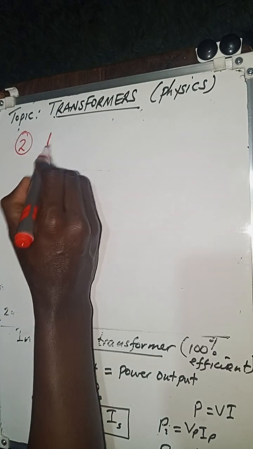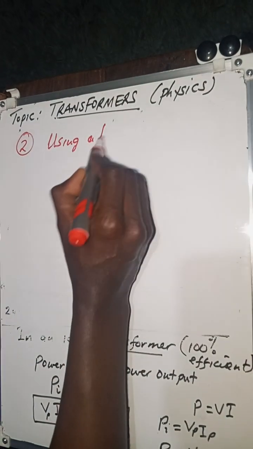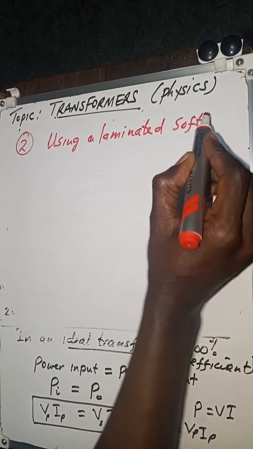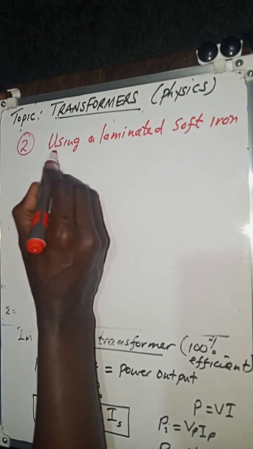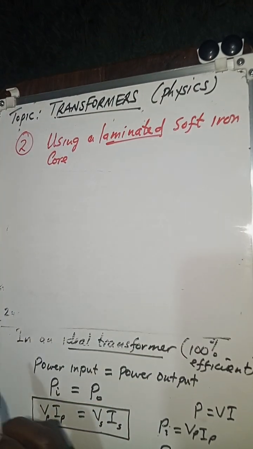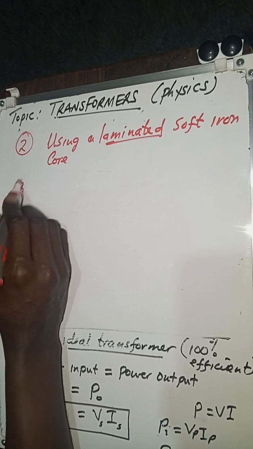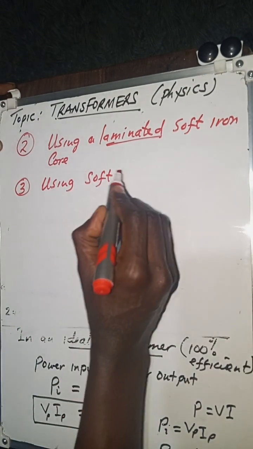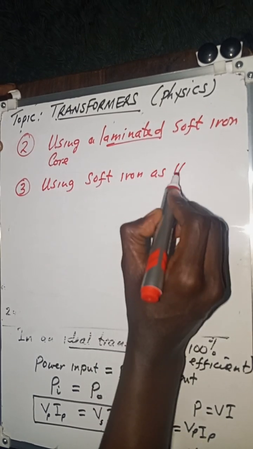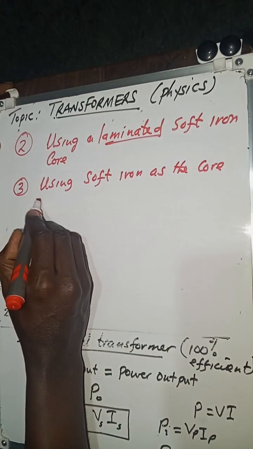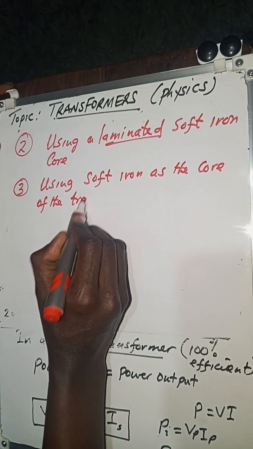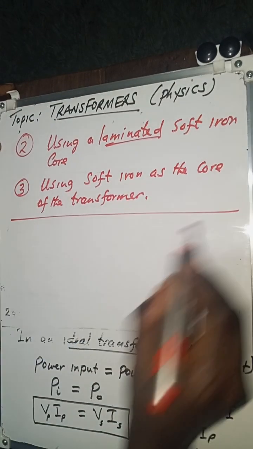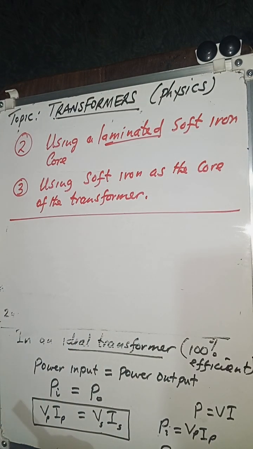So we can simply say using a laminated soft iron core. So that is what we mean. Then the third one that you can do, you can say using soft iron as the core of the transformer. So these are ways that you can actually help to reduce or to minimize energy losses that take place in a transformer.